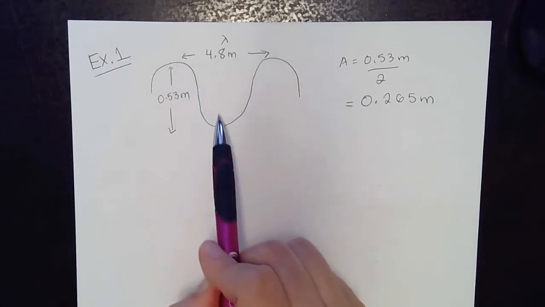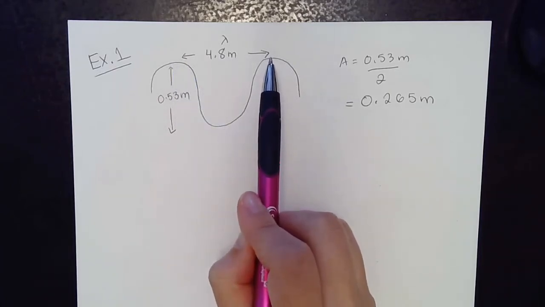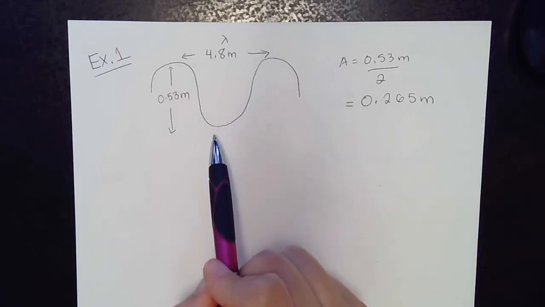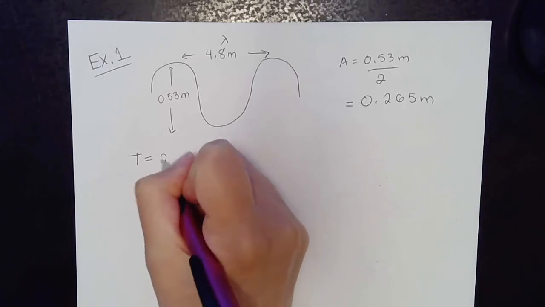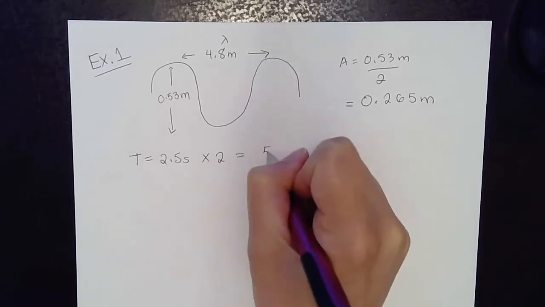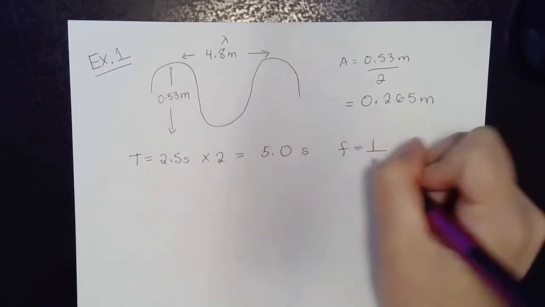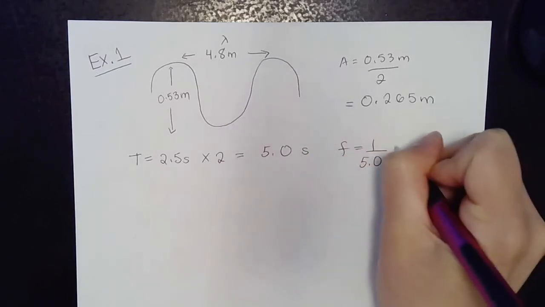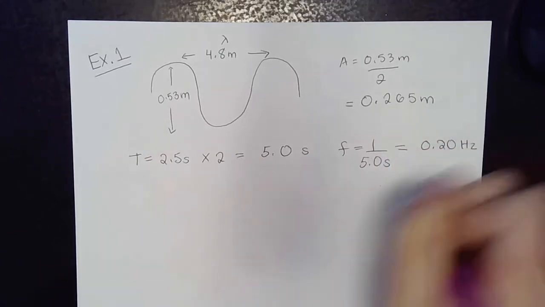Then we also know that it takes 2.5 seconds for the boat to travel from its highest point to its lowest point. It has to go back up to its highest point for that to be one full cycle. So we're looking at half a cycle here. So our period will be twice that time, 2.5 seconds times 2, which is 5 seconds. And the frequency is 1 over that since they're inversely related, so 0.20 hertz.